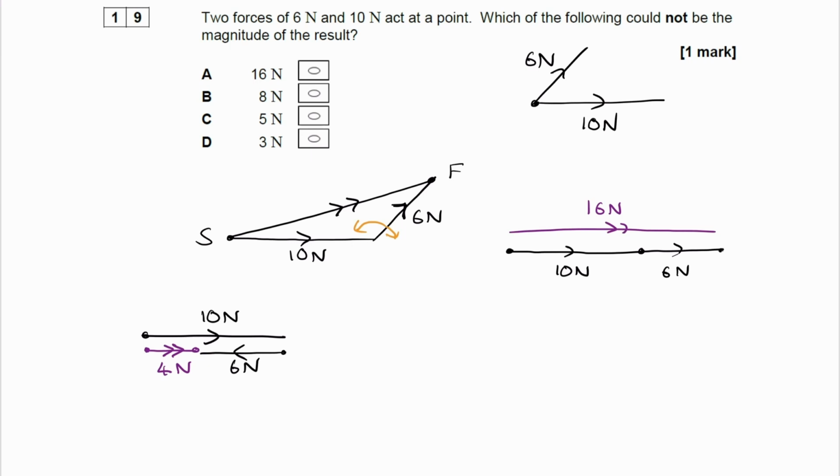So then the answer would be D. Our force can't get any smaller than 4 newtons, so 3 newtons would not be a resultant force of 6 and 10.